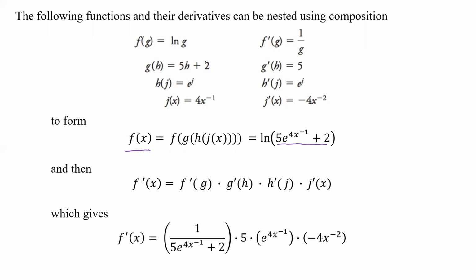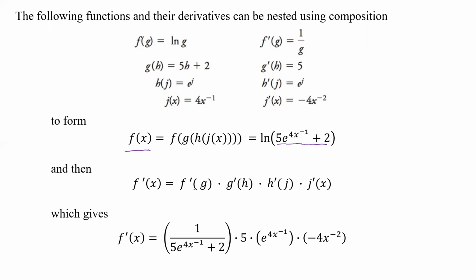And then we take that whole thing and plug it in for g. And so we'll just have the ln of that piece there. What we did was plug in j of x into h, then that into g, and then that whole thing into f. We just went backwards and plugged it in as we went, and we have that whole thing. So based on the derivative chain rule, we can say f prime of x is just going to be f prime of g times g prime of h times h prime of j times j prime of x, and we have what we need here.